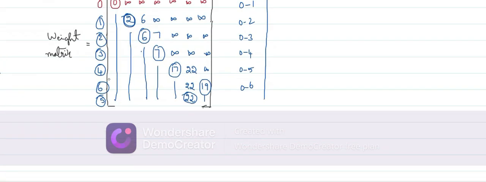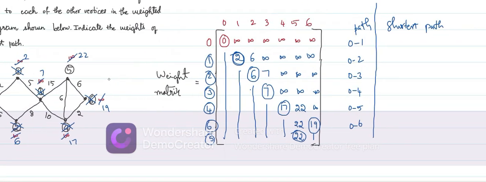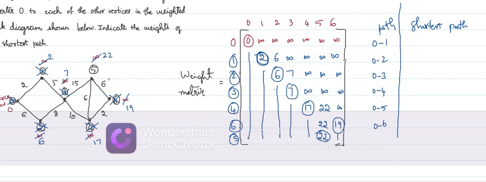right? Okay, so look at the figure here. From 0 to 1, we can go like this, right?